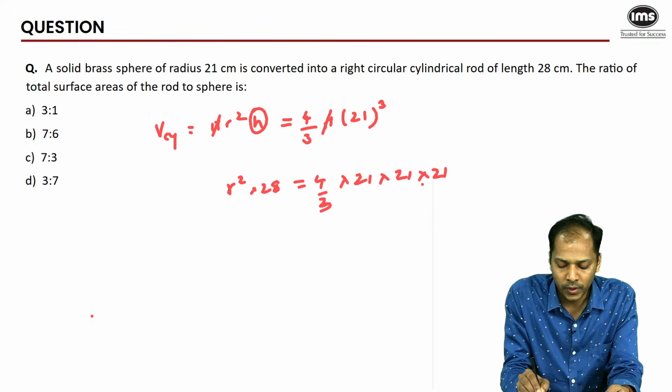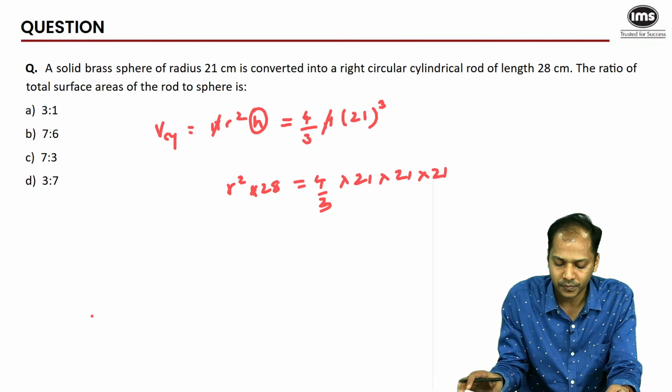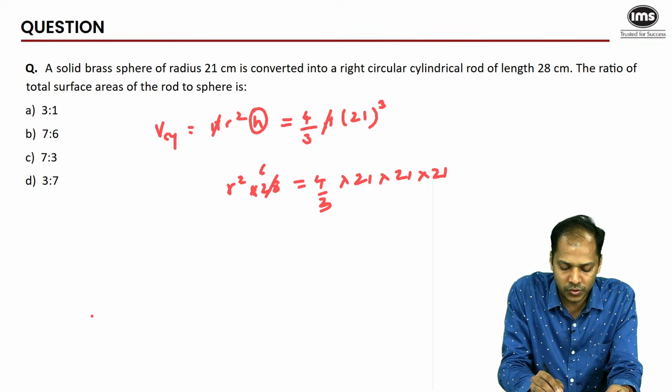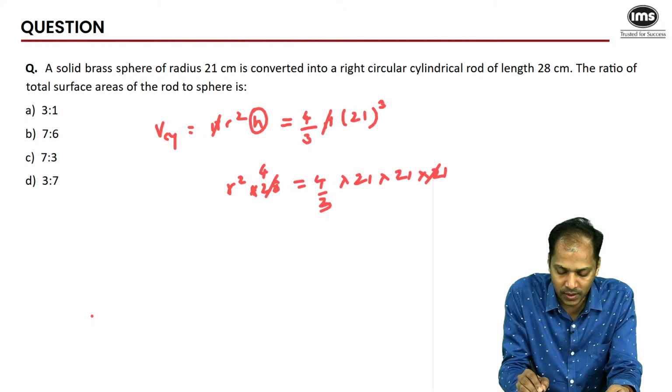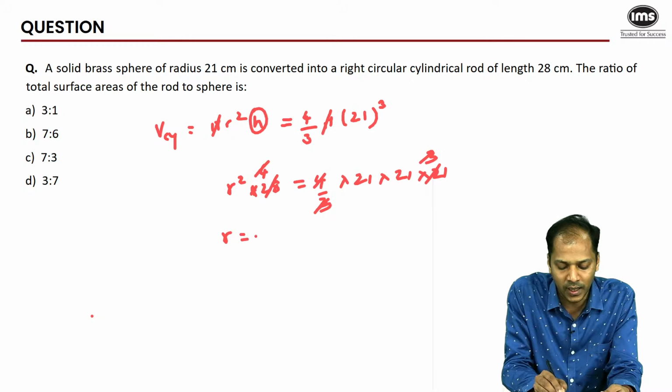You don't have to actually calculate the values. You should try cancelling things. So basically 7 goes 4 times, 7 goes 3 times here, the 3 and the 3 get cancelled out. The 4 and the 4 get cancelled out. R square is 21 into 21, therefore clearly R is equal to 21.